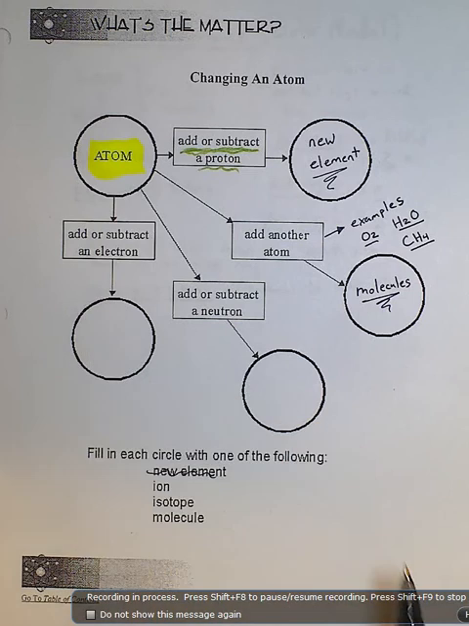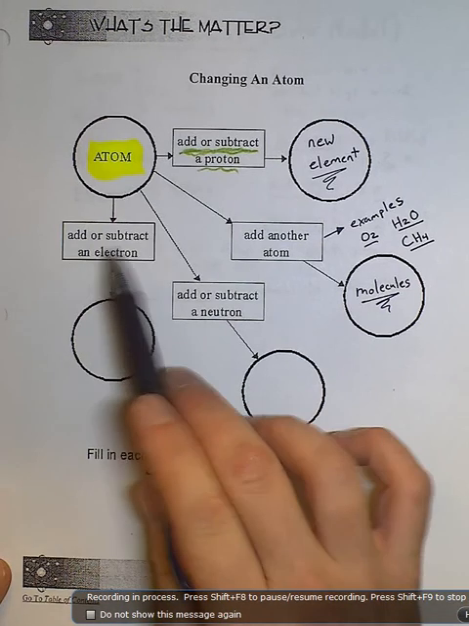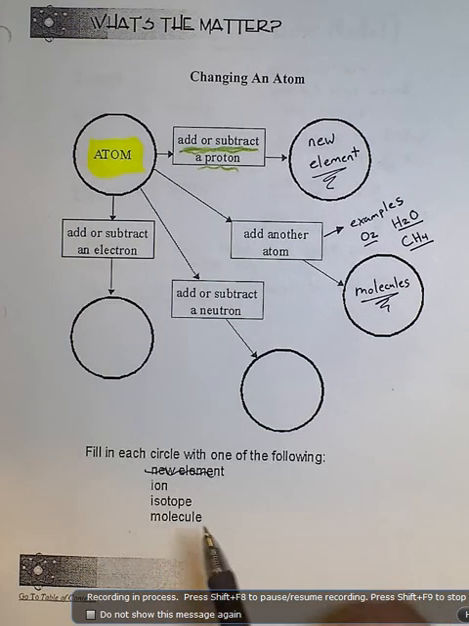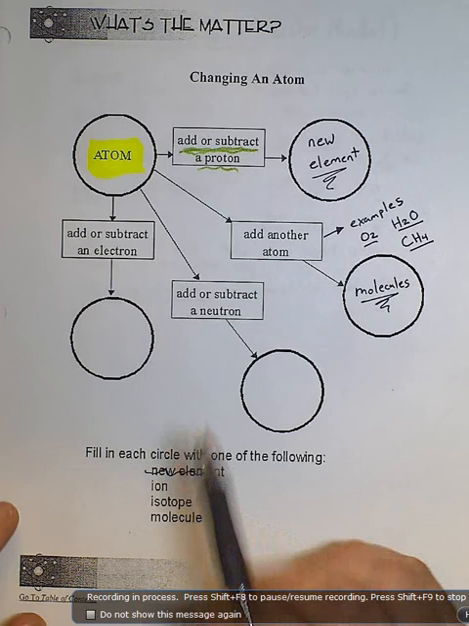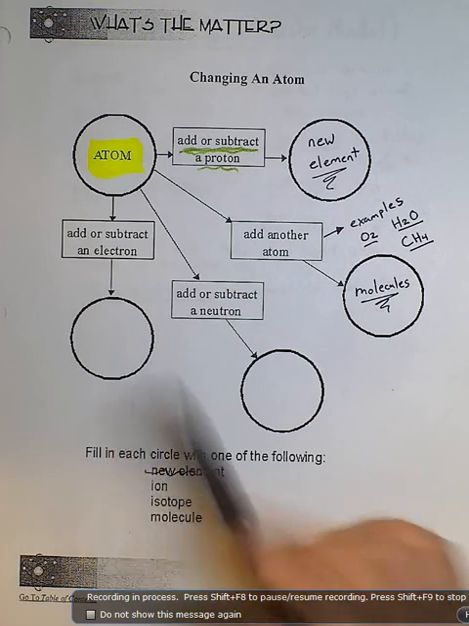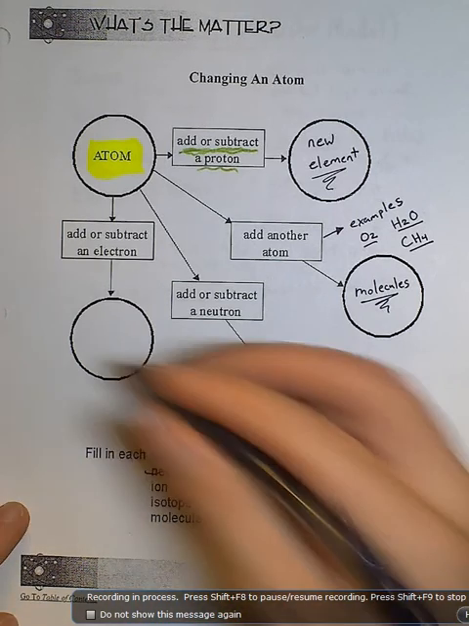Subtracting and adding electrons happens all the time. That's what we're going to focus on today, actually. Those are called ions. Anytime that we add or subtract an electron, those are the ones on the outside spinning around, we call those ions.